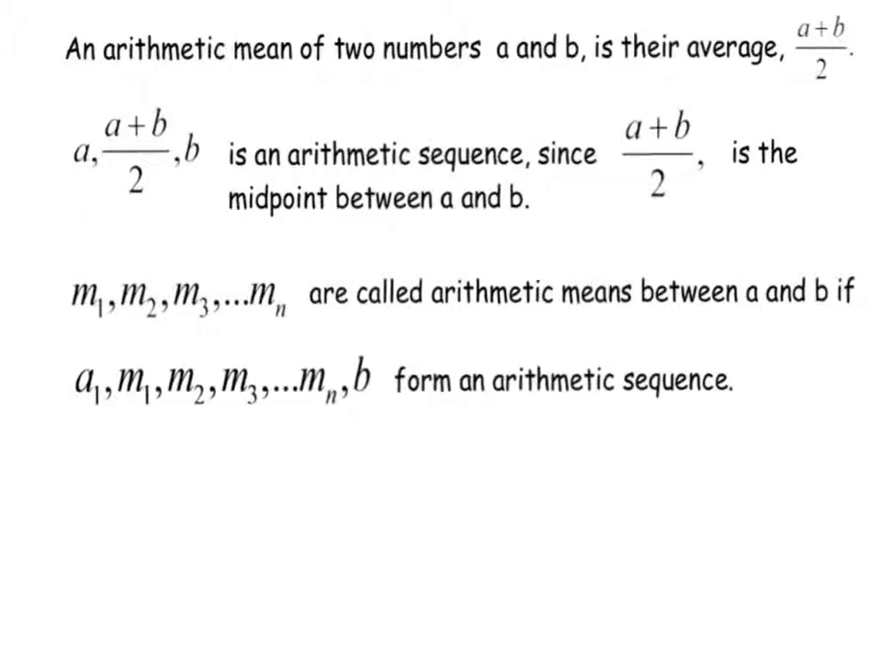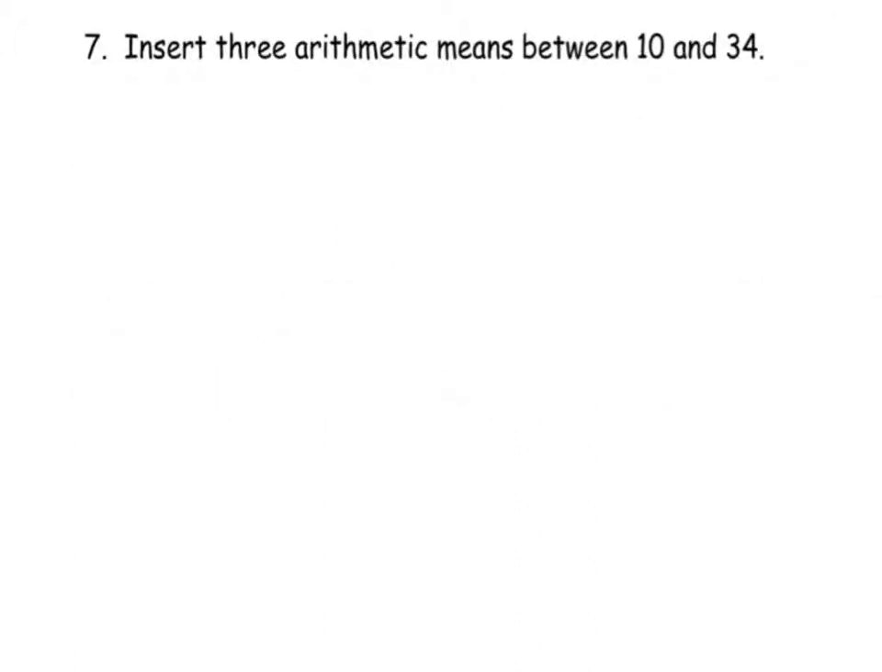m1, m2, m3, and so on to mn are called arithmetic means between a and b if a, m1, m2, m3, and so on to mn, and b form an arithmetic sequence. So let's see how it works in an example. Insert three arithmetic means between 10 and 34.